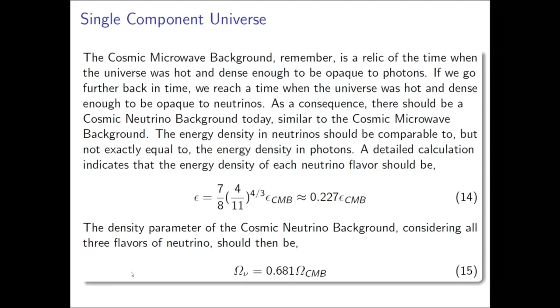As I told you in my previous lectures, neutrinos are of three flavors: electron, mu neutrino, and tau neutrino. For each flavor of neutrino, the energy density epsilon is nothing but 7 by 8 times 4 by 11 to the power 4 by 3. That is basically, oh, I am sorry, this is for the CNB. Sorry, this is the CNB.